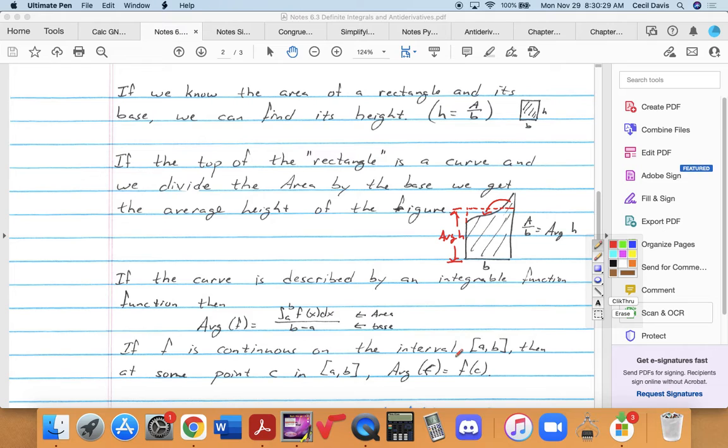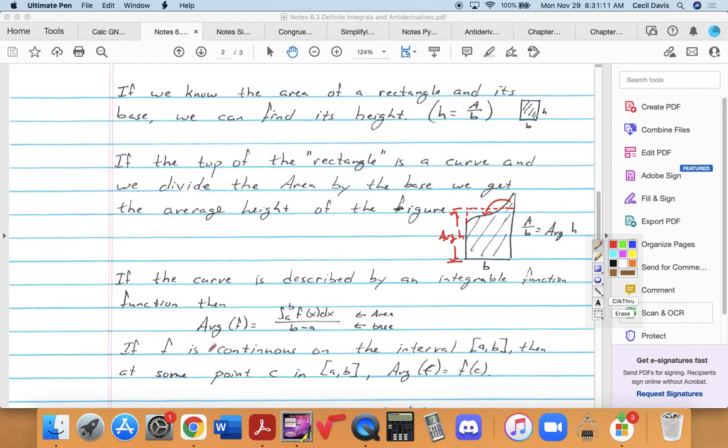Well, if the curve is all above the x-axis, we know how to find the area, right? We just take the integral. So if we take the integral, which is the area, and divide by the width, which is b minus a, we're going to get the average value of the function. And you can't think of it as area if this is below the axis, but it works, because if this integral is negative, then the average value of the function should be negative also.